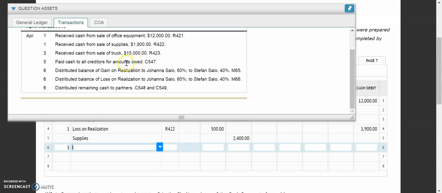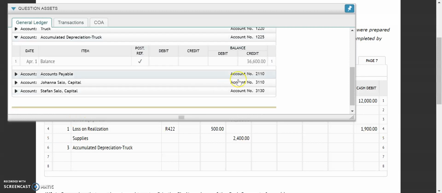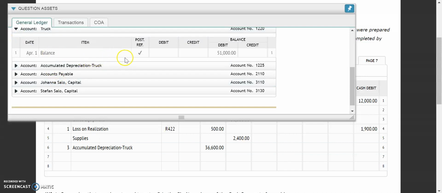So in this situation, our only debit is actually going to be for the accumulated depreciation on the truck. So if we go to our general ledger again, the accumulated depreciation on the truck was a credit of $36,600, so we're going to debit that to close out that account. And then we are going to credit the balance of the truck because it had a debit balance. We're going to credit it with $51,000 to get rid of it.